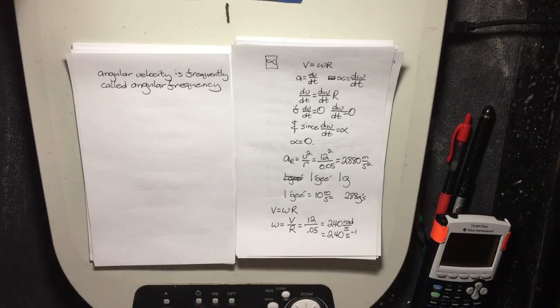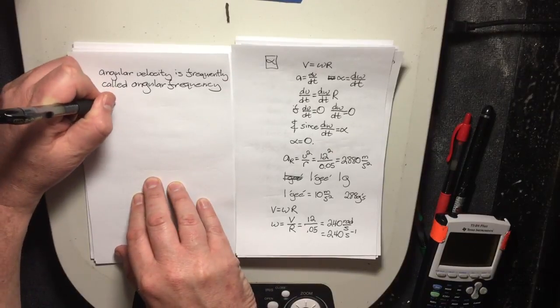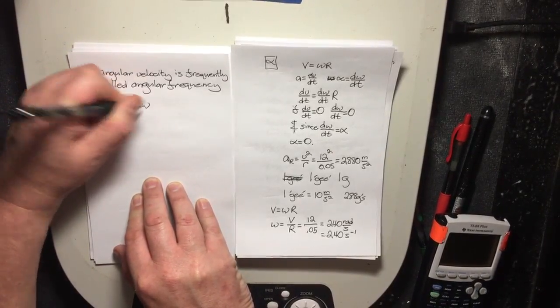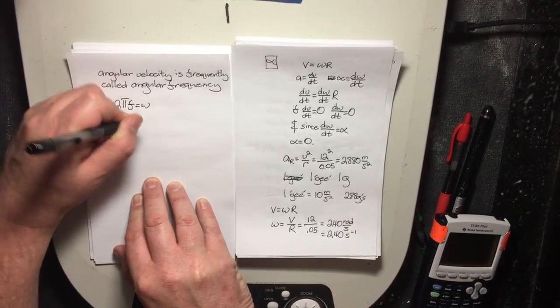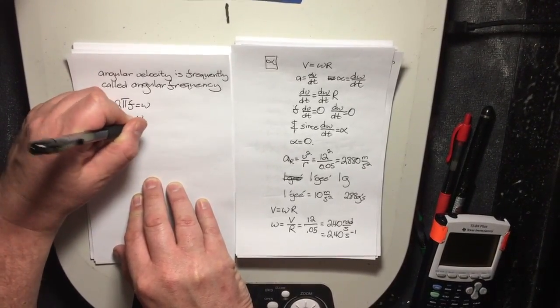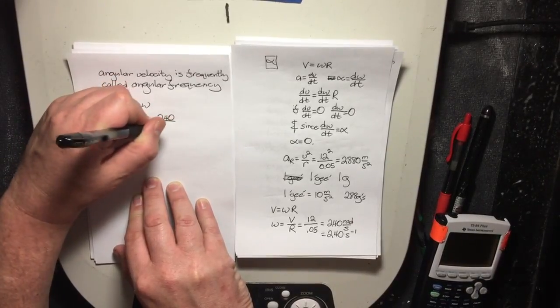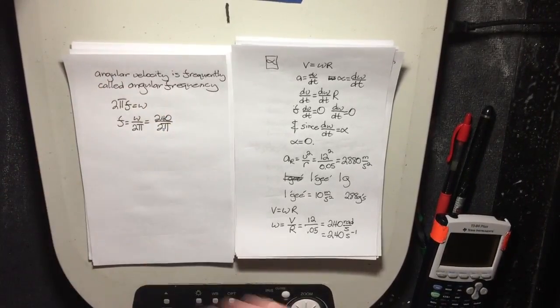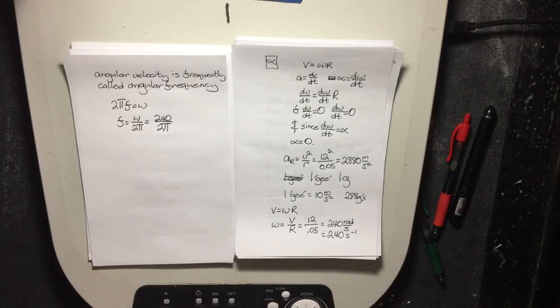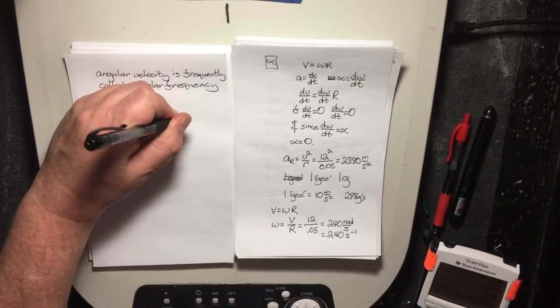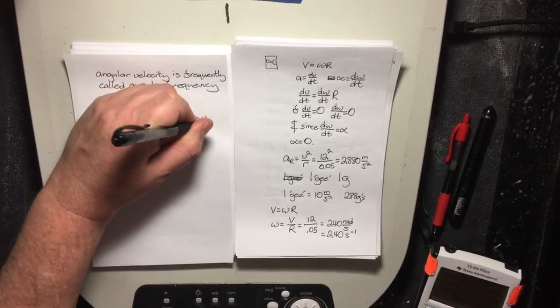So now that I have omega, let's get frequency. Frequency is omega over 2 pi. Well, omega is 240. 240 divided by 2 pi is 120 over pi, or 38.2 hertz.